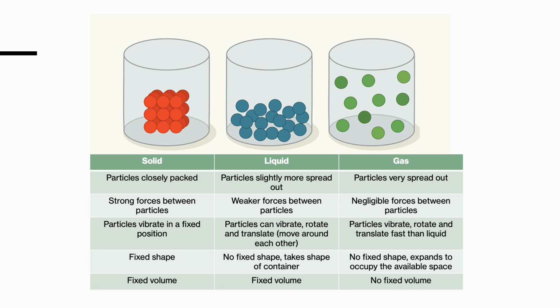For liquids, the particles are slightly more spread out than in solids. They have weaker forces between particles. The particles can vibrate, rotate, and translate, which means they move around each other. There is no fixed shape, and the liquid takes the shape of the container that it is in, but it has a fixed volume.